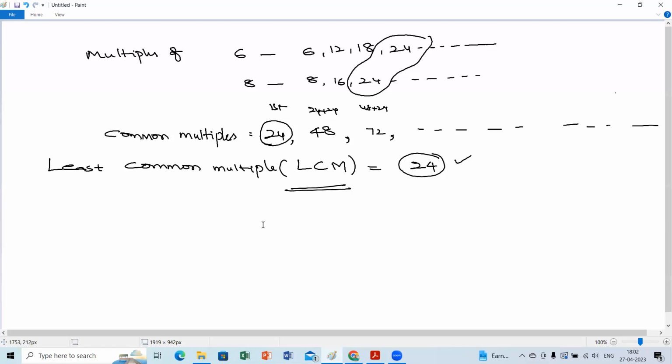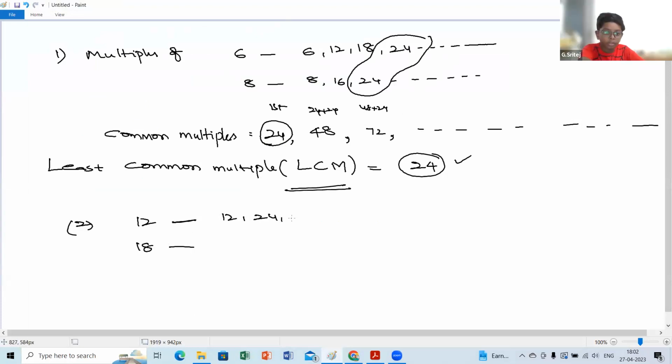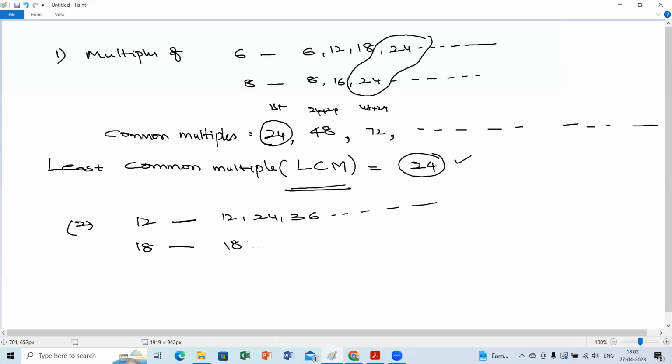Next, 12 and 18. Come on, children, please find out for 12 and 18. What are the multiples of 12 and multiples of 18? 12, 24, 36, 48. Here, 18 multiples: 18, 36. Once I'm getting the first common multiple, my task is over, children. Why? Because I'm writing to find out the LCM. Sorry, common multiples.